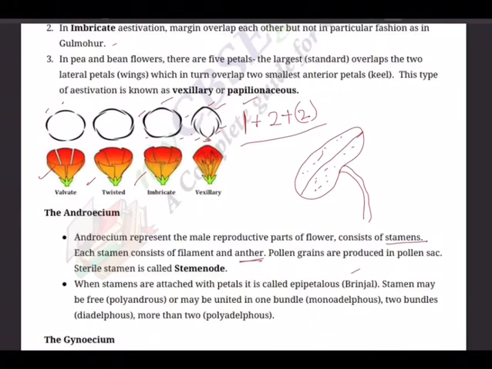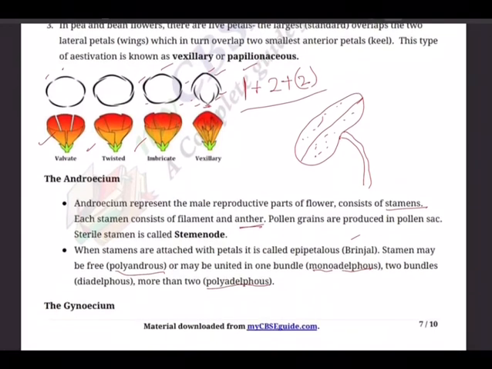Stamen may be free. If it is free, polyandrous, or it may be united like in one bundle. If it is one bundle, then mono. Mono means one. Delphus means bundle. Monodelphus. Sometimes it is two bundles. Didelphus means 1 plus 9 or 1 plus 8, like that. And then more than 2, polydelphus. So depending upon the number of bundles the stamens are in, we have got different names.